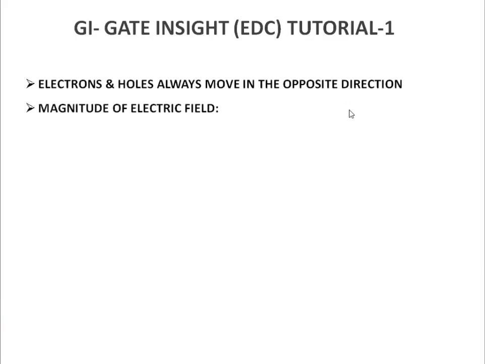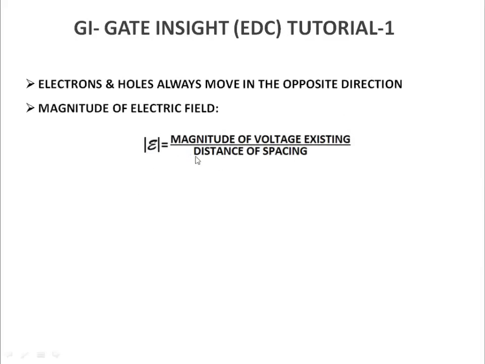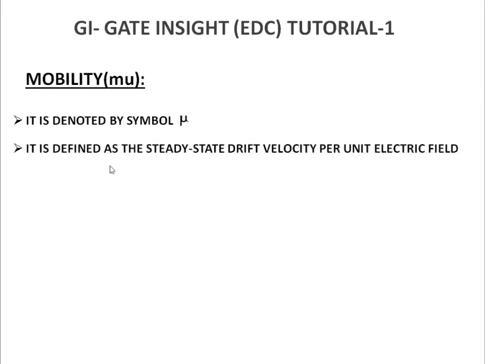And the magnitude of the electric field is given as mod of E equal to the magnitude of the voltage existing divided by the distance of spacing. So if you have a semiconductor and you know the magnitude of voltage existing across it and the distance of spacing, then you can find out the magnitude of the electric field. Next we have mobility. Mobility is denoted by the symbol mu. It is defined as the steady state drift velocity per unit electric field, so it is the ratio of drift velocity divided by electric field.